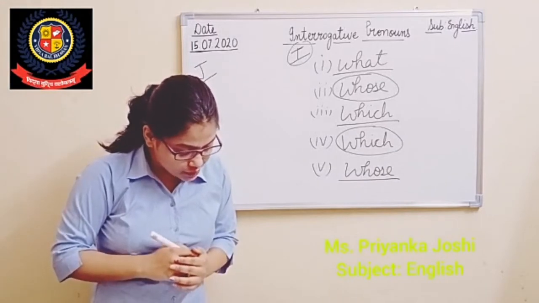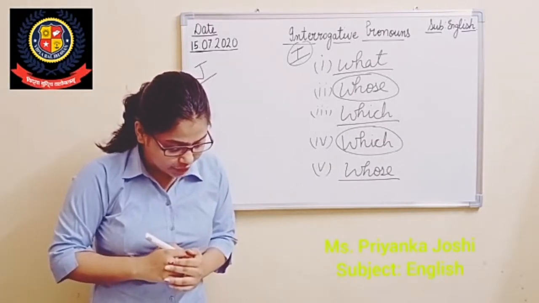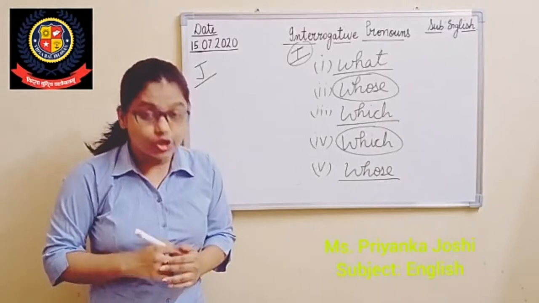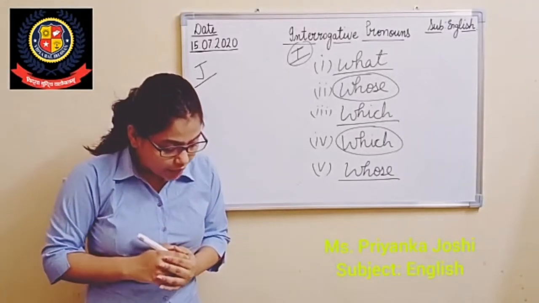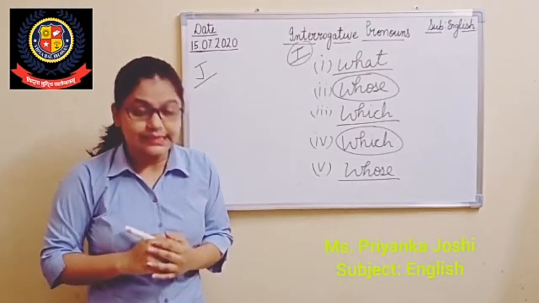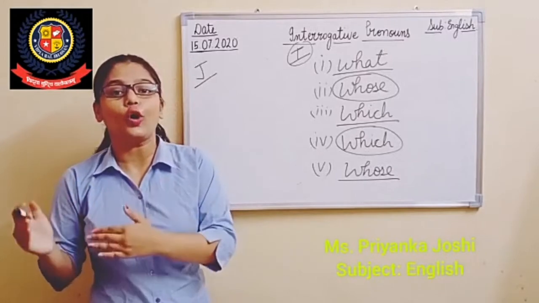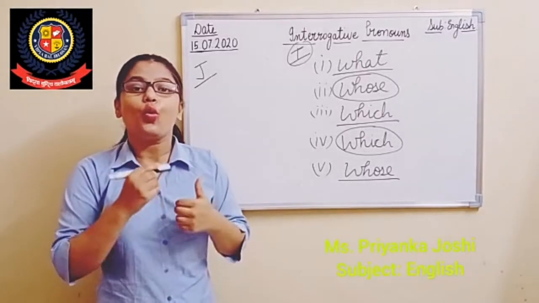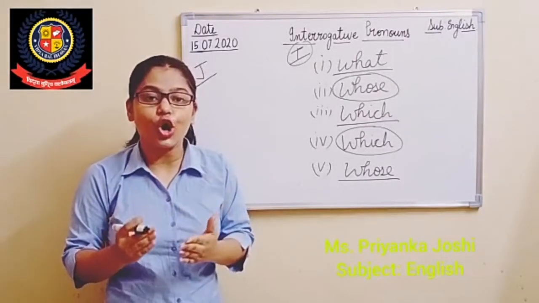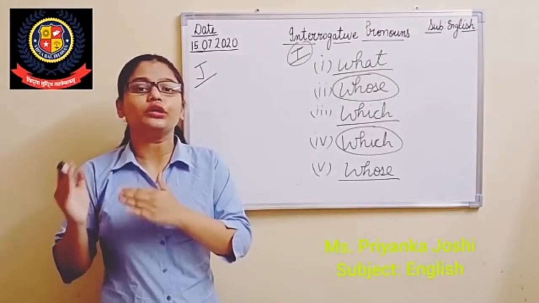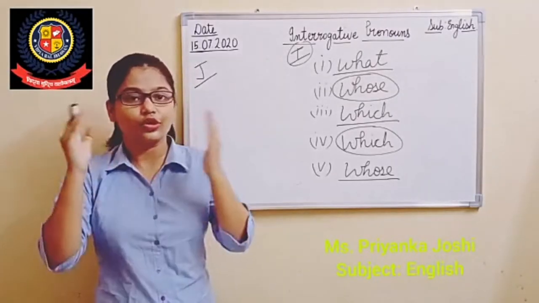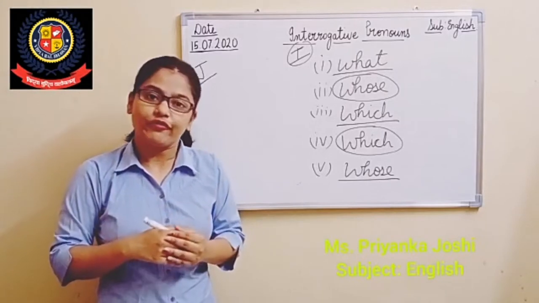Come to the next one. The astronomers saw a new planet through the telescope. So the question will be, what did the astronomers see through the telescope? Write down the question. What did the astronomers see through the telescope? This is the question you have to frame.